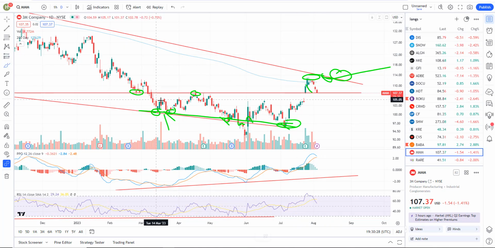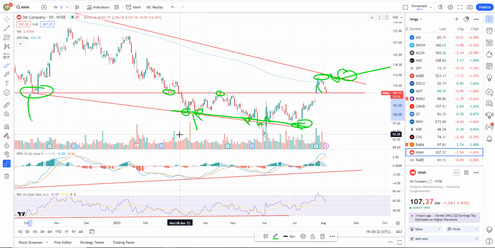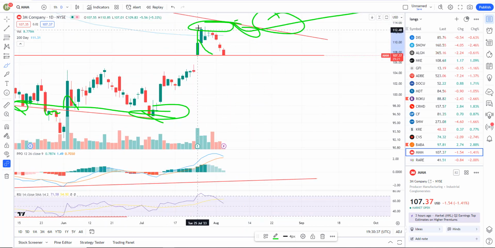Triple M is at support right now. You can see here 3M, you've got support right there. It's about 107.50. There's a reaction. It was resistance, gapped above there, rallied, and pulled back to support. So that's at support. You buy at support.